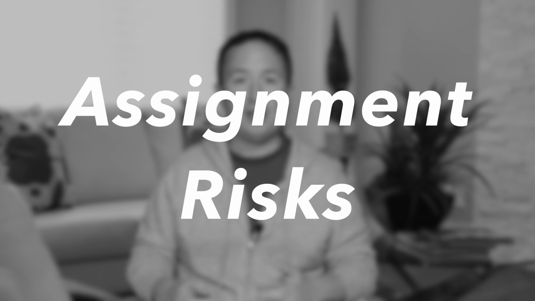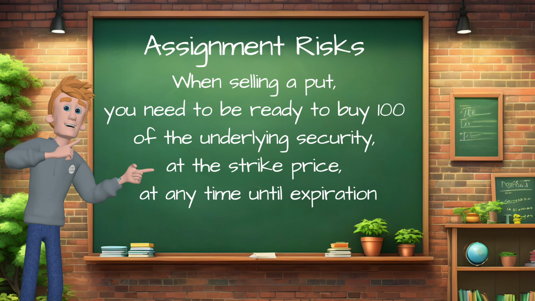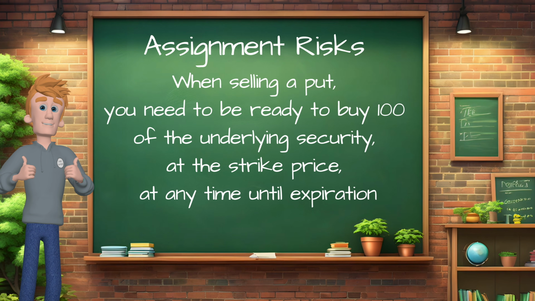Anytime you sell an option, there's assignment risk to consider. This doesn't have to be a big deal, just something that you need to be aware of and ready for. When selling a put, you need to be ready to buy 100 of the underlying security at the strike price at any time until expiration. But it doesn't mean it'll actually happen. Actually, very few options ever get assigned early. And that's because if the options are profitable, there'll be additional time value left, which will make it more profitable to sell it back to the market.